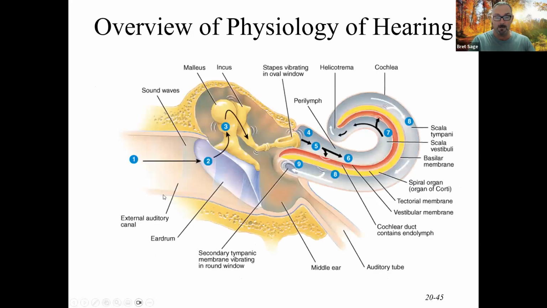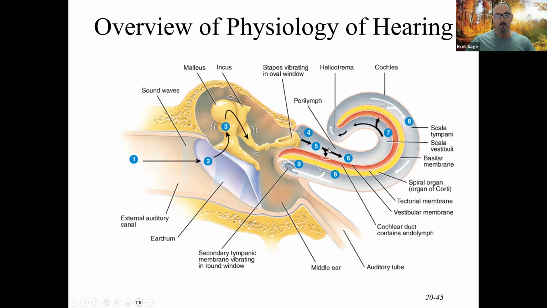Okay, so these are those same steps I showed you, just with a little bit more detail. I already went through these different steps: pressure waves, eardrum moving, ossicles moving, transmission of vibrations to the scala vestibuli, the movement of the basilar membrane, tectorial membrane, and then the outward movement here at 9.